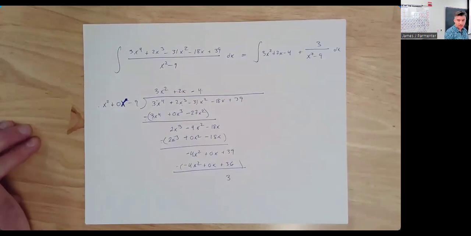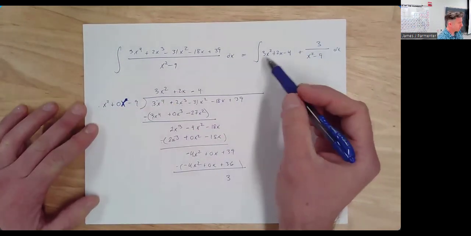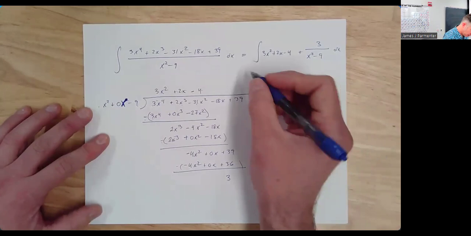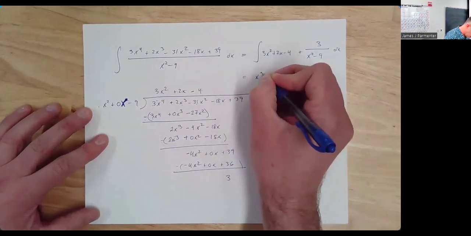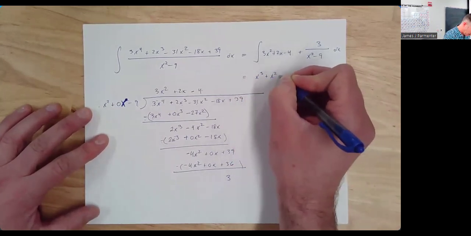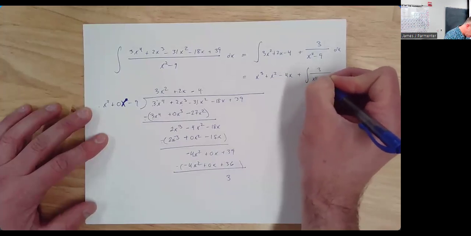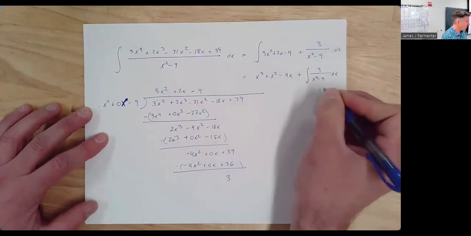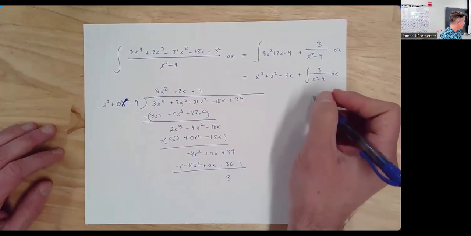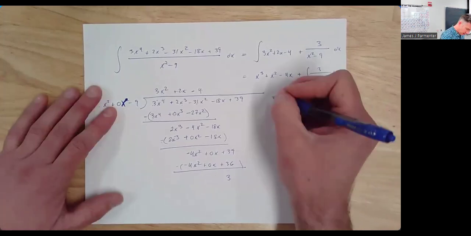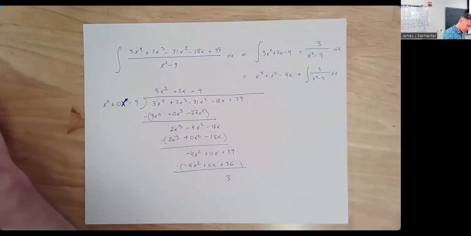And then the remaining part here, so most of this is easy, right? That's going to be equal to x cubed plus x squared minus 4x plus the integral of 3 over x squared minus 9. And now this part is where you actually do need partial fractions.